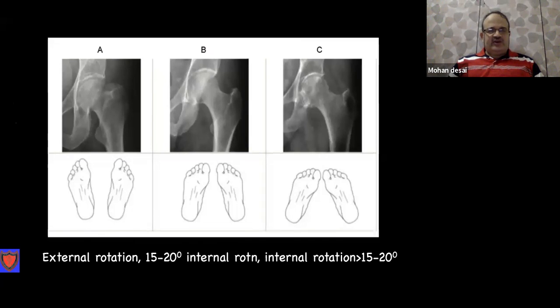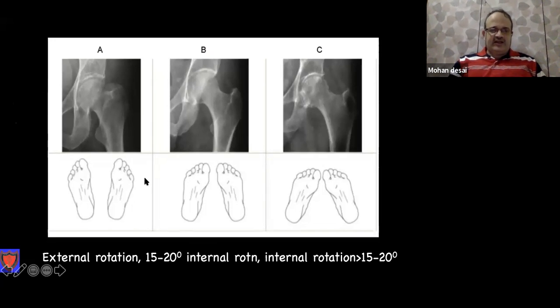Then you need to have these X-rays in proper rotation. Not external rotation, but around 15 to 20 degrees of internal rotation. If there is excessive internal rotation or external rotation, you will not know the exact horizontal offset, and you will underestimate the neck length. Okay, so it needs to be in 15 to 20 degrees internal rotation.